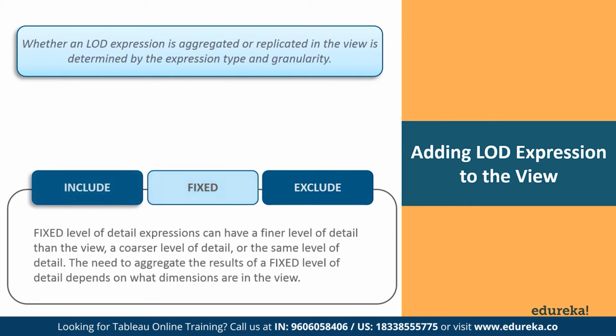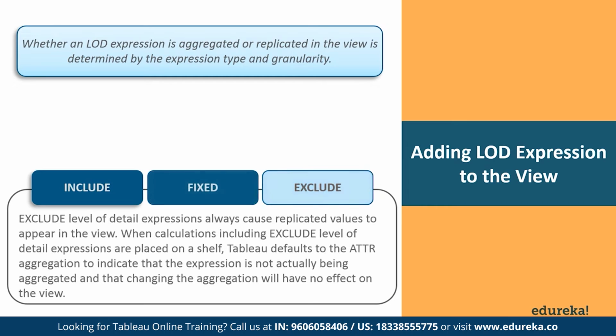For fixed level of detail, expressions can have a finer level of detail than the view, a coarser level of detail, or the same level. The need to aggregate the results of a fixed level of detail depends on what dimensions are in the view. And finally, for exclude level of detail expressions, replicated values will always appear in the view as we had discussed before. When calculations include the exclude level of detail, Tableau defaults to the ATTR aggregation to indicate that the expression is not actually being aggregated and that changing the aggregation will have no effect on the view.